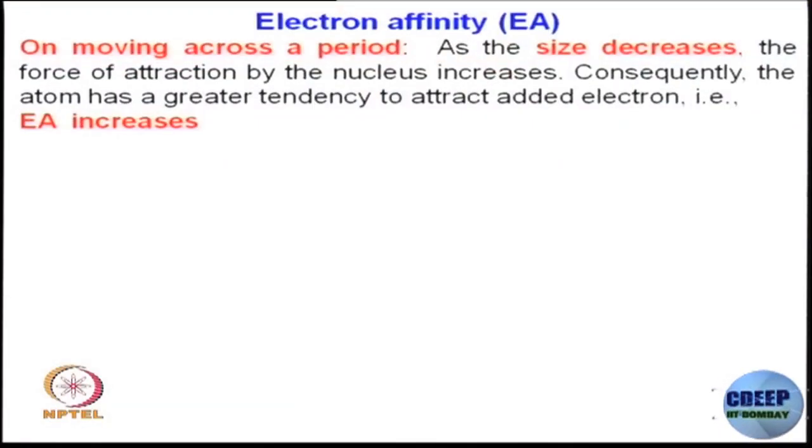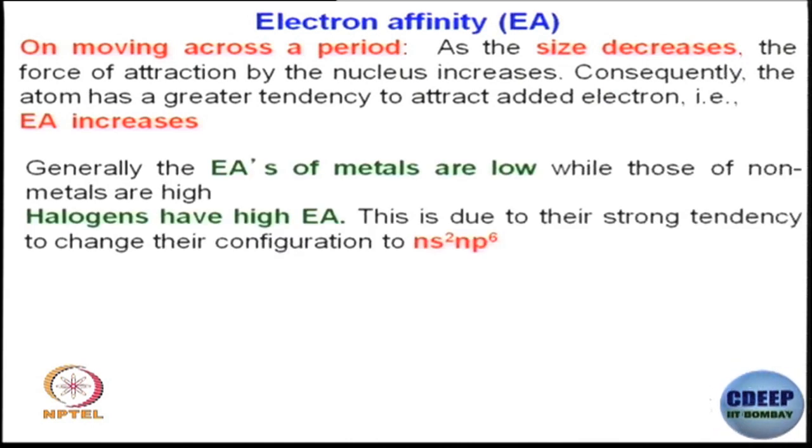On moving across a period, which I tried to discuss, as the size decreases, okay, size is getting smaller and smaller, the force of attraction by the nucleus increases, okay? So, force of attraction increases from left to right. Consequently, the atom has a greater tendency to attract the added electron, that is, electron affinity increases. From left to right, your electron affinity is going to increase.